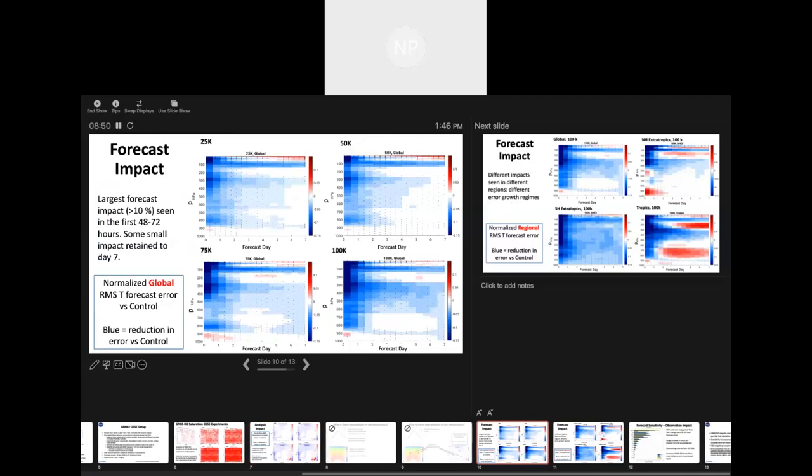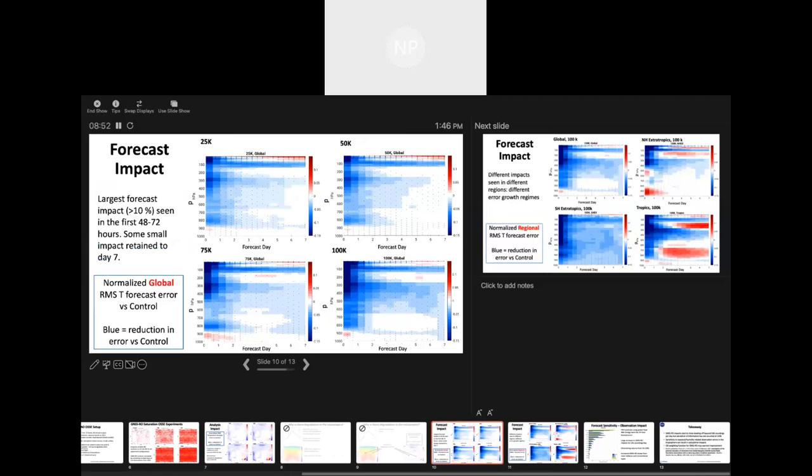So I'm also going to show the forecast impact. These plots are showing up to a 7-day forecast, so the x-axis is the forecast day. This is the normalized root mean square temperature forecast error versus control for the global, the entire globe. The stippling indicates 90 percent significance. And this is normalized, so it's a fraction. So negative 0.1 is a 10% fractional improvement in the temperature forecast error.